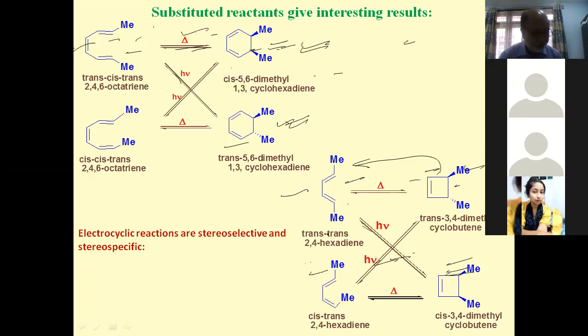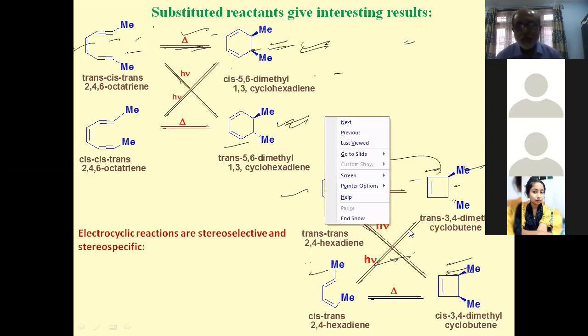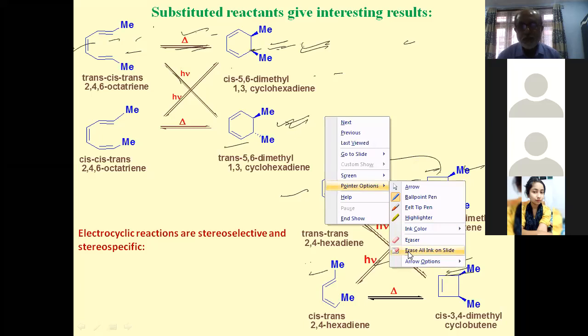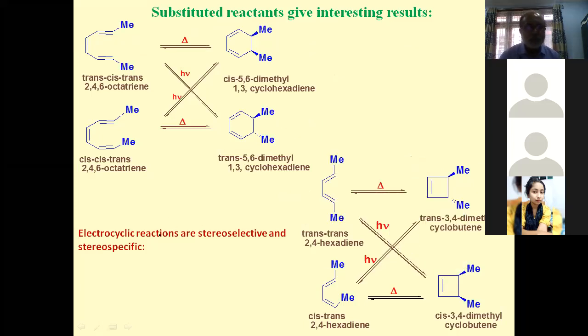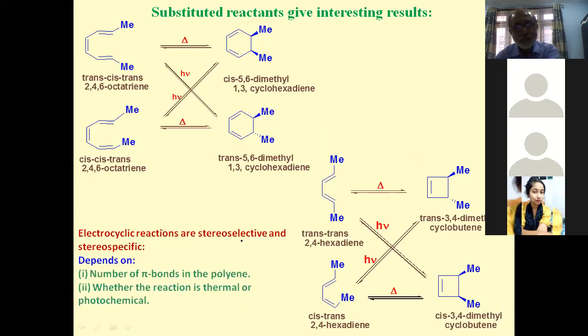Tell me. It is dependent on something. Heat and light. Sir, dependent on heat or light. Only heat and light? No. Substrate also, sir. But what aspect of the substrate? You see, it depends on what?